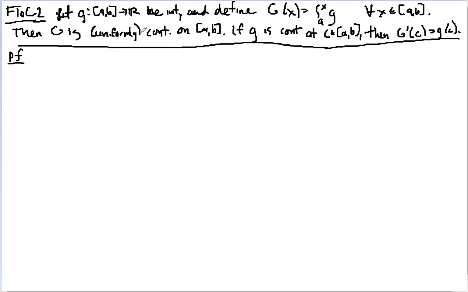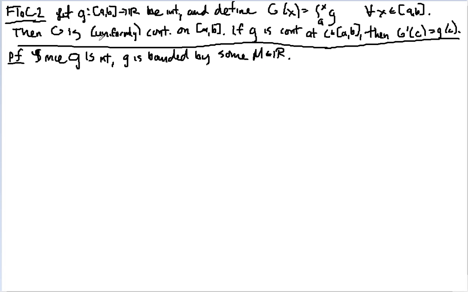Then capital G, I'm going to prove, is uniformly continuous. And if little g is continuous at a point c, then capital G is differentiable, and G prime of c equals g of c. So I'm going to prove G is uniformly continuous. I'm going to start with, since little g is integrable, little g is bounded by M, by some capital M belonging to the real numbers.